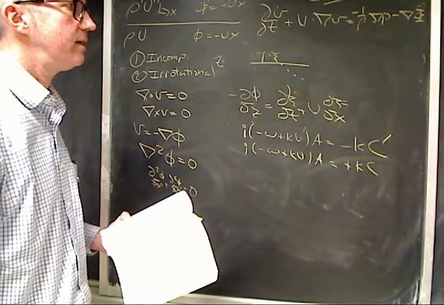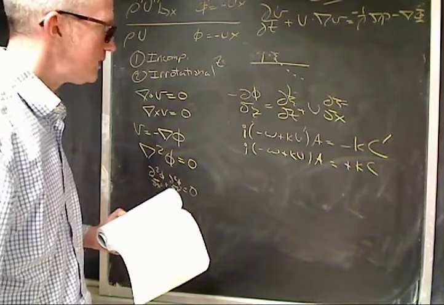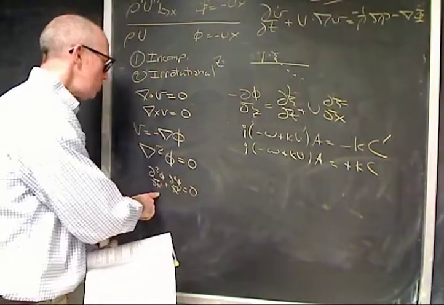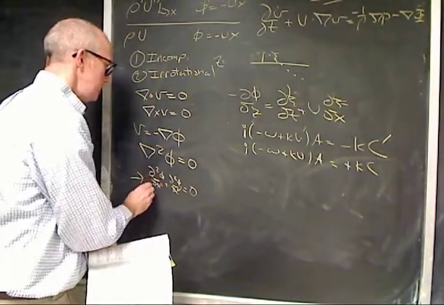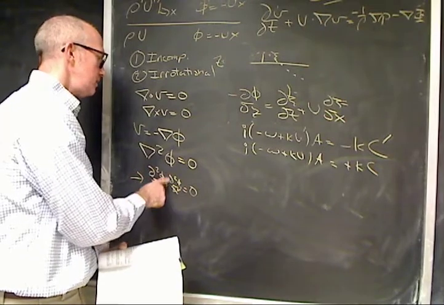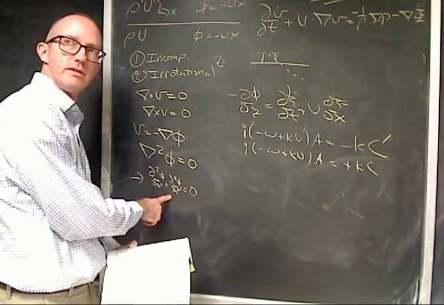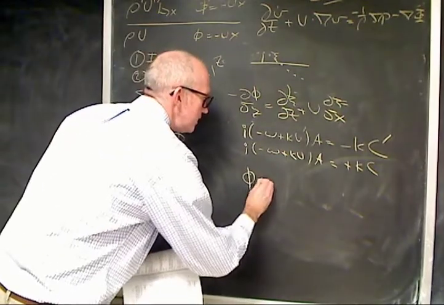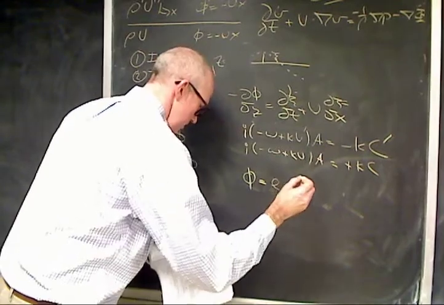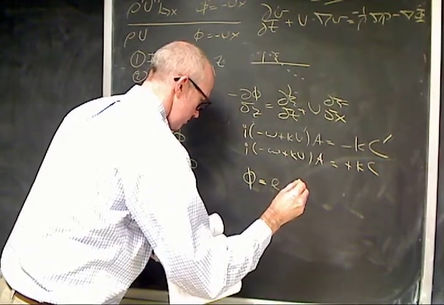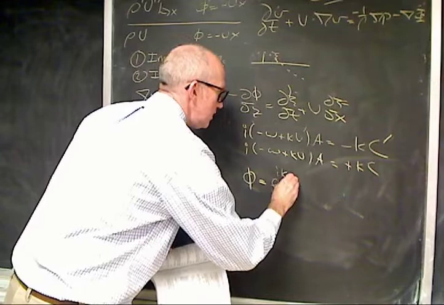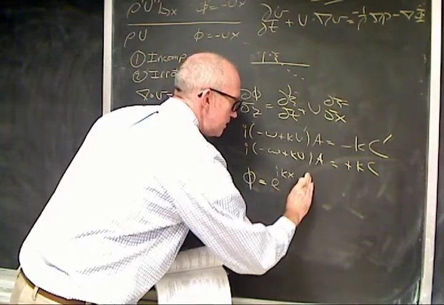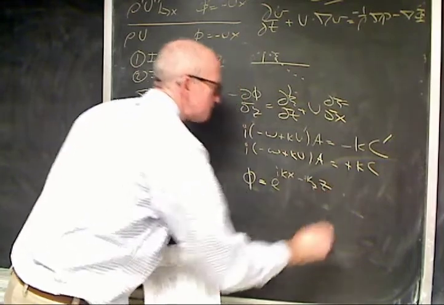Okay. Need one more equation because I have, how many equations do I have? Oh, I didn't talk about kz. So from this one, d phi dx squared plus d phi dz squared equals 0. I have phi equals e to the ikx minus kzz.